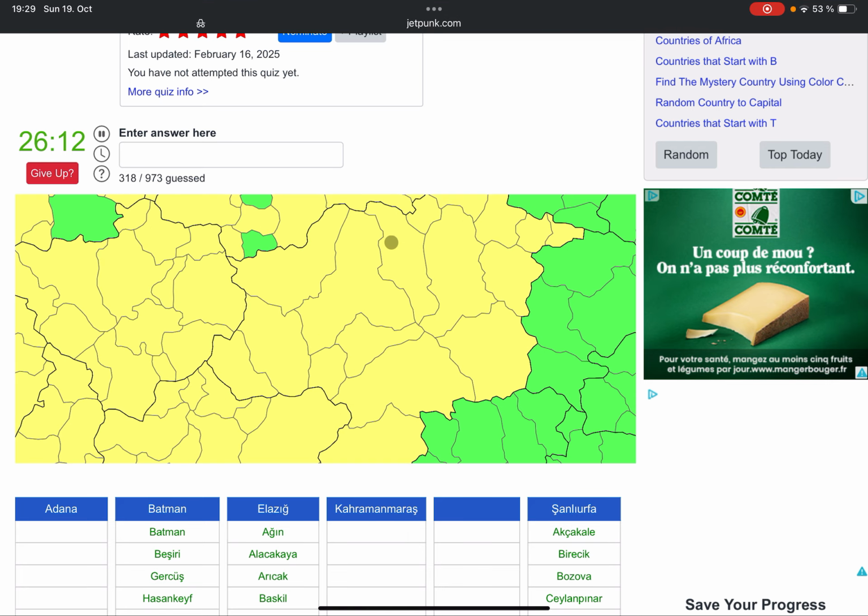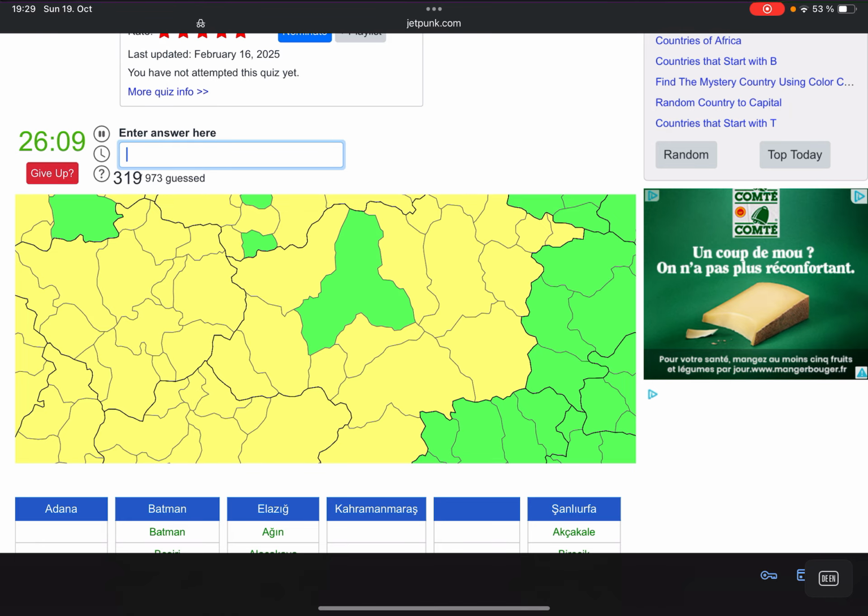Alright, yeah, let's just do this one then. This is Sivas. We have Ulaş, I mean. So Ulaş, Altınyayla, Hafik, Yıldızeli, Şarkışla, and Gemerek, Kangal, Divriği.